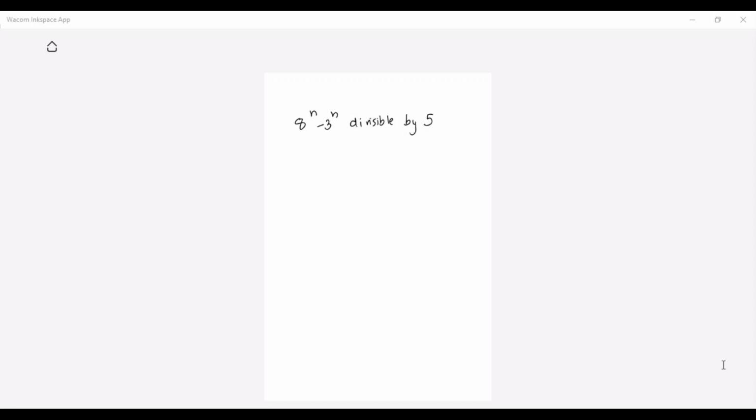No ma'am, we can replace it by 10 minus 2 and we can replace 3 as 5 minus 2. Okay, what will happen? When we expand the terms, every term would be divisible by 10, leaving only one term, so it will always be divisible by 5.